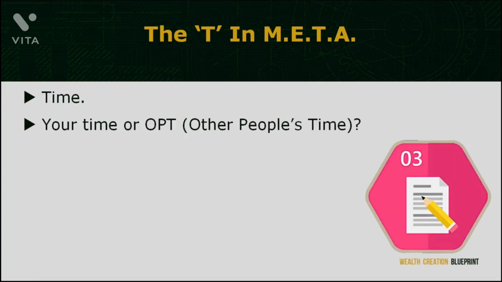The T in META represents time. If you're having a full-time job, it's understandable that you have limited time to look after your investment, which is totally okay. In wealth creation, the main aim is to create multiple passive income streams so that you make money work for you. In investment, time management is very important, especially in business investment.